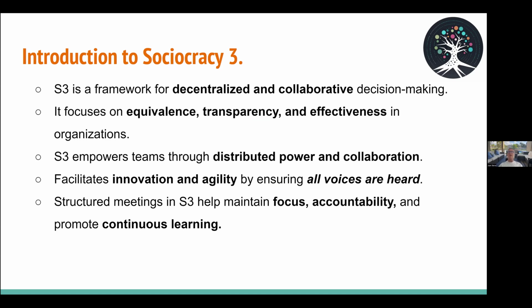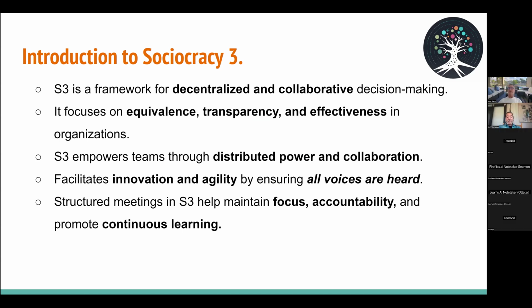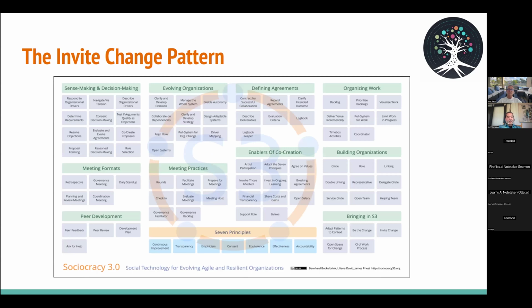So we see here all the patterns that are available in Society 3.0, and this one happened to be right here at the corner, bringing in S3 at the end. Actually, I was talking about this one. Society 3.0 is a social technology for evolving, agile, and resilient organizations of any size, from small startups to large international organizations. S3 is relevant for today's decentralized work environments for sure.